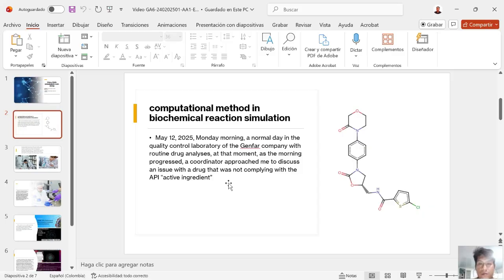12/2025, Monday morning, a normal day in the quality control laboratory of the Hanford Company, performing routine drug analysis. As the morning progressed, a coordinator approached me to discuss an issue with a drug that was not complying with the API active ingredients.